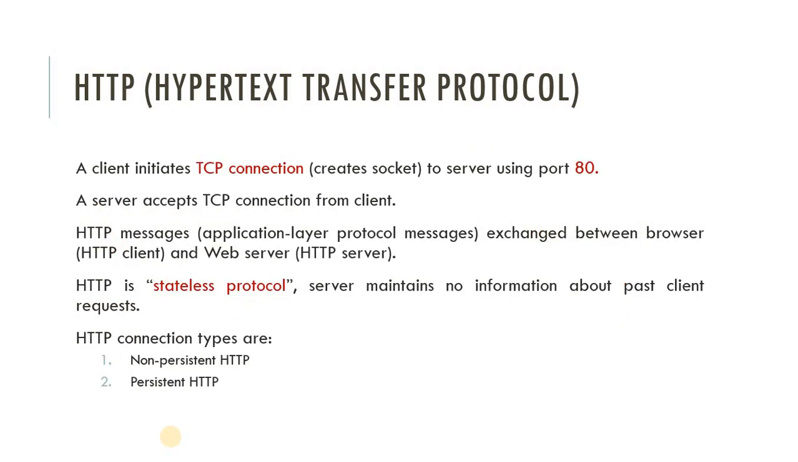A client initiates a TCP connection. It means that it creates a socket. A socket means a door for communication. So a TCP connection means it creates a door for communication. A server accepts the TCP connection from the client. After the connection is established, we can make requests. Suppose we are sending a friend request on Facebook. This creates the connection, and the other side accepts your request. Now the connection is created, and you can communicate with each other. This is how network communication is done.